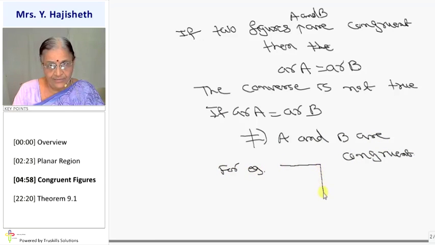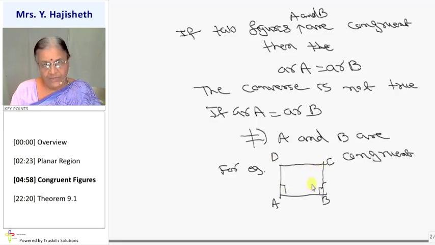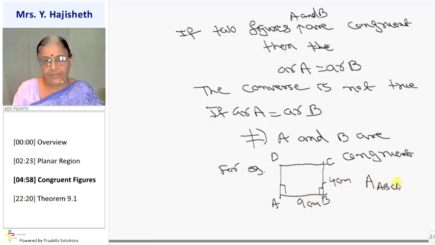Suppose you are given a rectangle, okay? This is rectangle ABCD. For a rectangle, all angles should be 90 degrees. Suppose ABCD is a rectangle, all angles are of 90 degrees. And suppose AB is 9 centimeter and BC is 4 centimeter. Then what is the area of ABCD? Length into breadth. So it is 9 into 4, so 36 centimeter square.